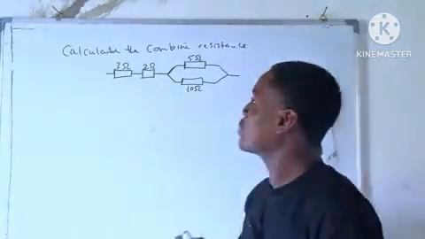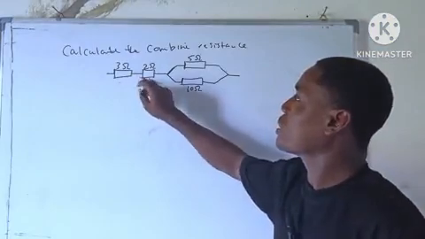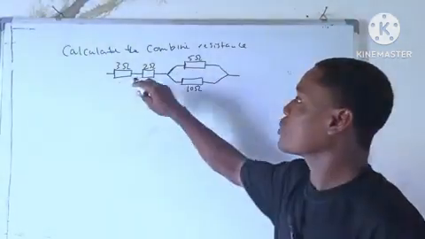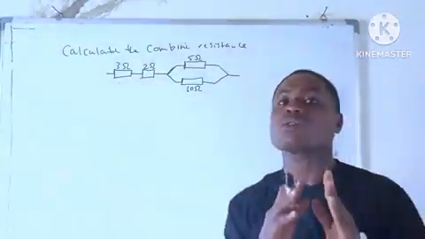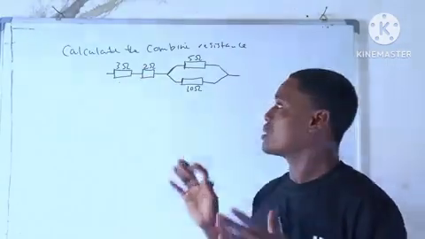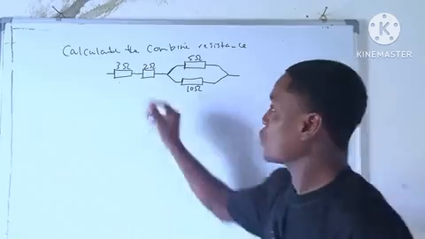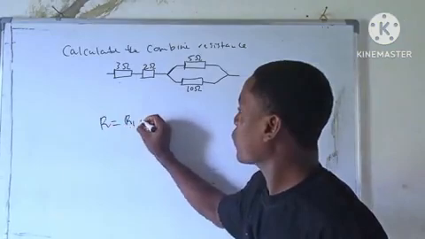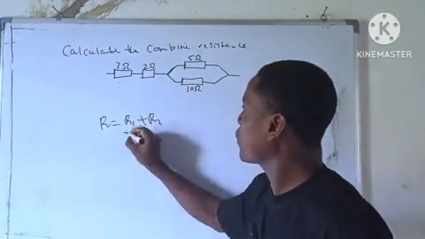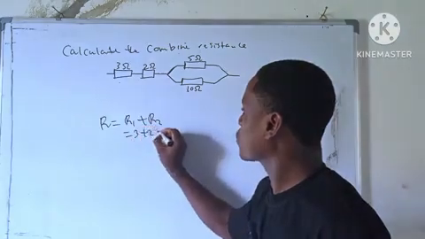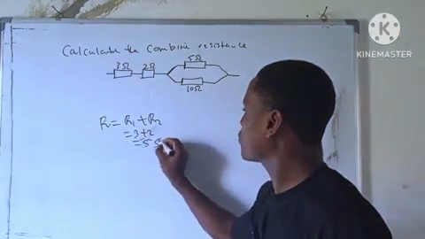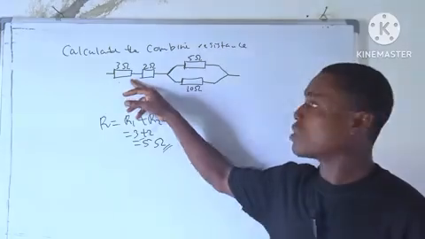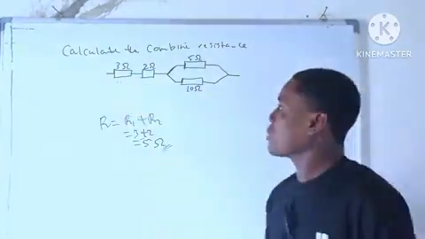Now, the first thing to do is to calculate the equivalent resistance of these two resistors. You've known how to calculate connection in series now, isn't it? You just add them together, right? Equal to R1 plus R2. So equal to 3 plus 2 equal to 5 ohm. So this is the value of these two resistors in series, right?